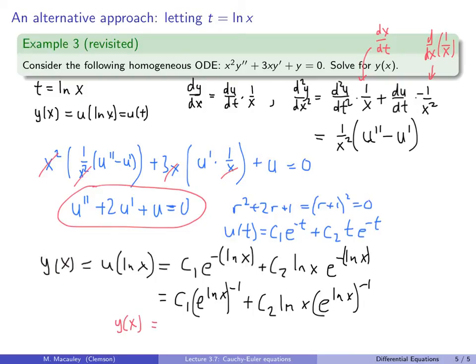Now I can simplify this. y of x equals c1 times x to the minus 1 plus c2 times natural log of x times x to the minus 1. And now you can see why this is going to work. This is really going to be a shortcut. This is the same thing we got in the previous slide, got it a lot quicker. And so these Cauchy-Euler equations, they're really just these constant coefficient equations in disguise if you do a clever little change of variables.